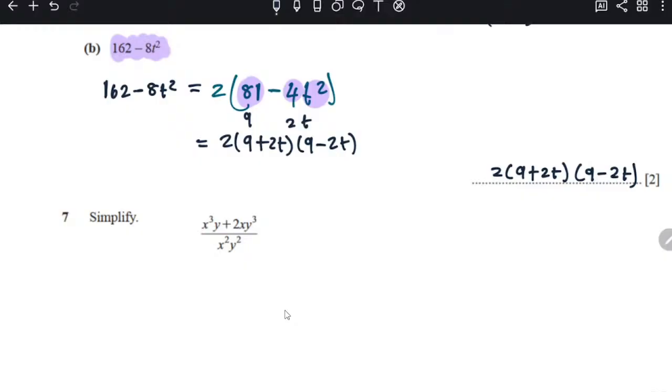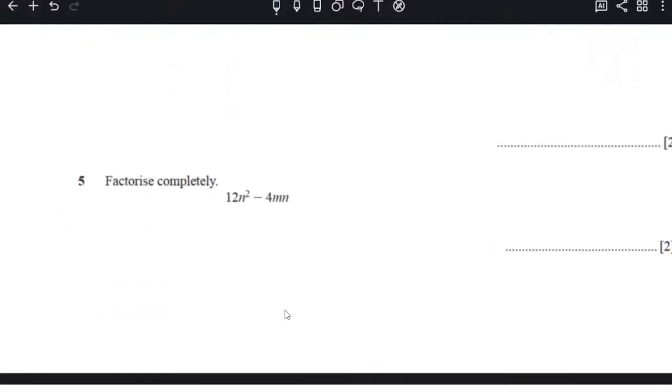Can you see? Can everybody see this? Students, are you seeing? Yes, you can do this. I know you can do this. Don't let me down.